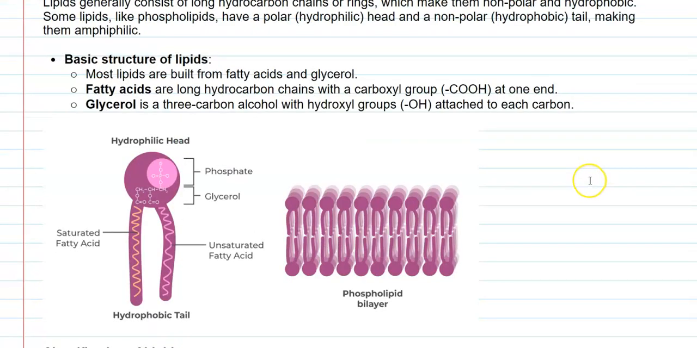Now we look at the basic structure of lipids. Most lipids are built from fatty acids and glycerol as their precursors. Fatty acids are long hydrocarbon chains with a carboxyl group present at one end, whereas glycerol is a 3-carbon alcohol molecule with hydroxyl groups attached to each carbon. In this diagram you can see the fatty acid chain as well as the hydrophilic head group that is made up of glycerol and phosphate molecule.